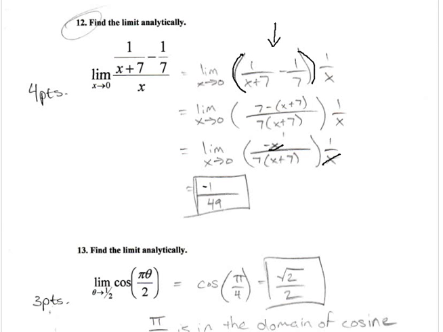Some people canceled out the negative sign, which was incorrect. And then once we do that, this was the only thing keeping us from doing our direct substitution. So when we directly substitute 0 into -1 over 7 times the quantity of x plus 7, it gives us -1 over 49, which is the final answer.